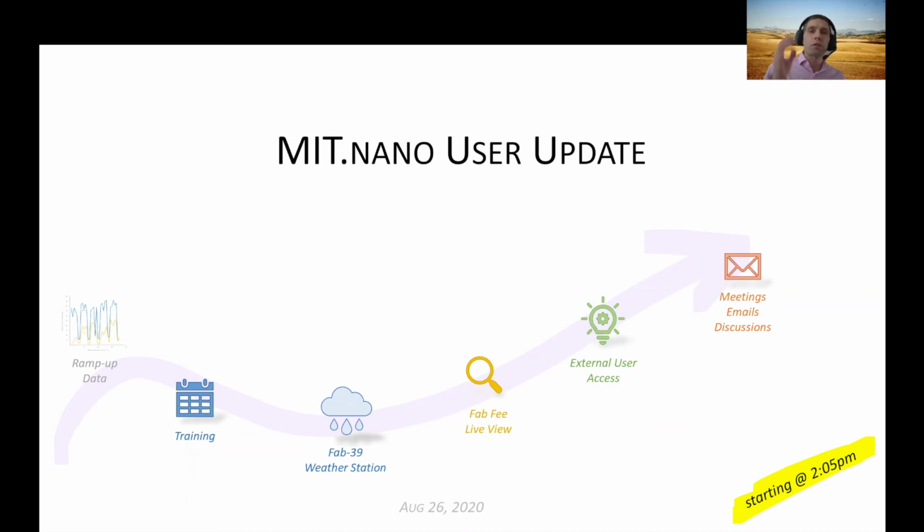Today we'll still spend some time talking about the ramp up and the training in the last month. As we're transitioning and reopening the facilities, we'll have an update on the building 39 humidity. That was an issue in July, and we'll have some more data and insights. And then a couple of small things, by request: a way to find a live view of your fab fee and your spending. We'll have finally a good update on the external user access and a path for that.